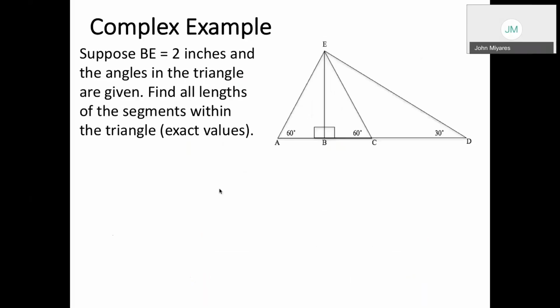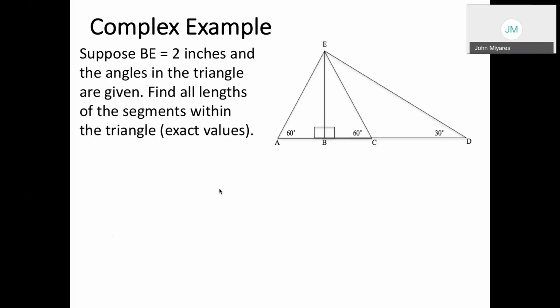Now, there's a few examples in section 6.2 that are a little more complex, and if I had written this textbook, I probably would have put these problems in their own section. Let's look at this one. Suppose we're given this diagram and we see that segment BE has length of 2 and the angles are given as shown. We want to find the lengths of all of the individual segments of each triangle in exact form, which really means simplified radical form.